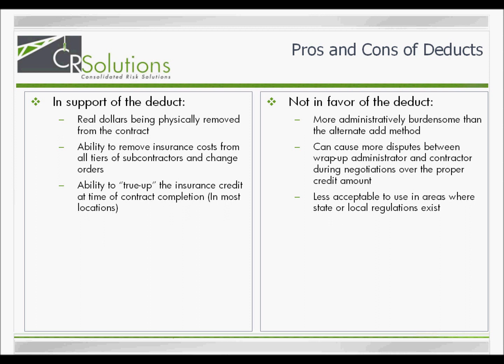In addition, unless prohibited by state or local regulation, should the contractor's insurance credit increase either due to change in contract value or payroll, the sponsor can seek additional credit to make up for this variance. Thus, the deduct method is the most verifiable method for removing the insurance cost. With that said, determining the proper deduct amount involves real money for a contractor, the amount by which the contract will be reduced. Therefore, negotiations to decrease this amount can be difficult.